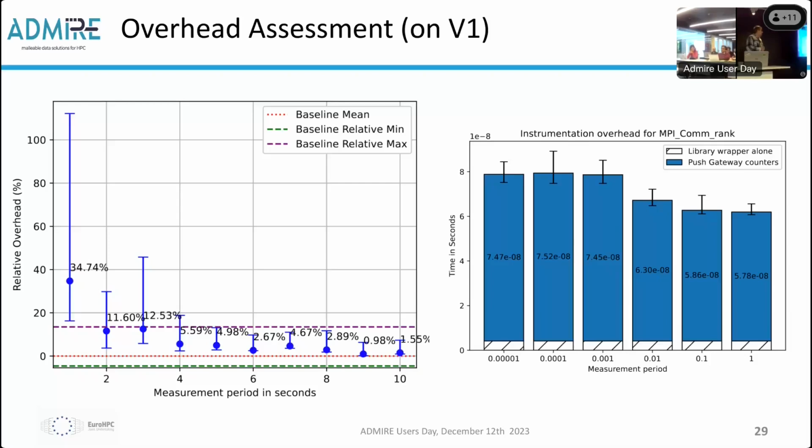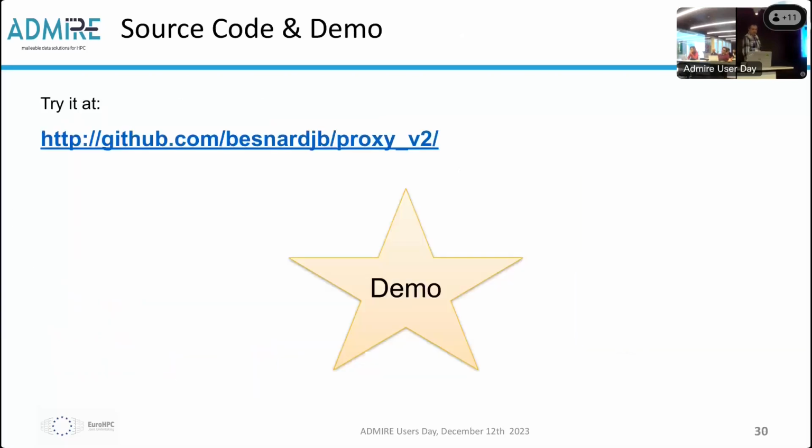On the right, you have the overhead for instrumenting an MPI command, which is a very small MPI function. And here you see that we were around 60 nanoseconds, so it's a relatively reduced overhead per call. The source code is on my GitHub, so feel free to have a look. It's not a final release, it's a bit of work in progress, but we will document and make a first release soon. And so I wanted to show you a quick demo.